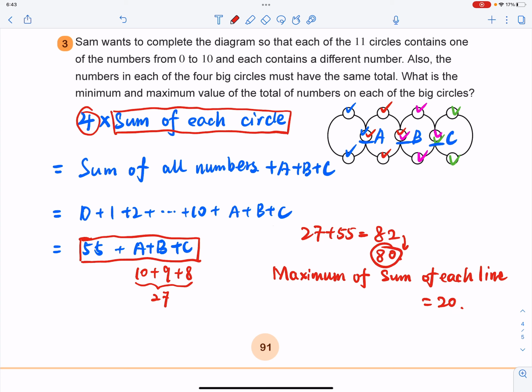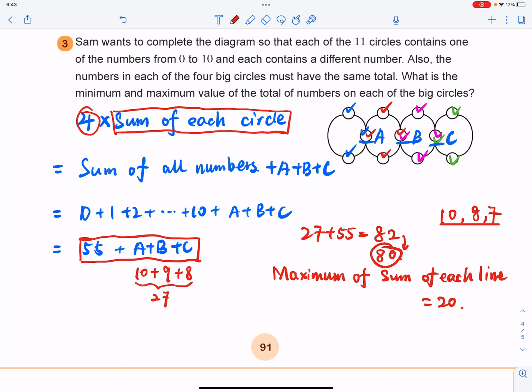And how can you get the 3 numbers A, B, C? Of course, that equals 25. If you want to get 25, you can have 10, 8, and 7. That gives you 25, right? 25 plus 55, you got 80. So basically for A, B, C, you can have that. Of course, you can have some other different combinations, but make sure you got 80.